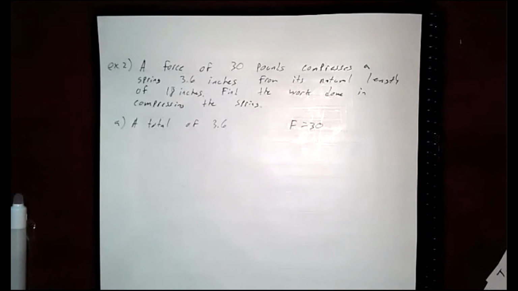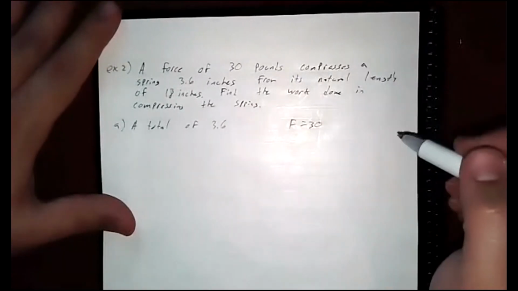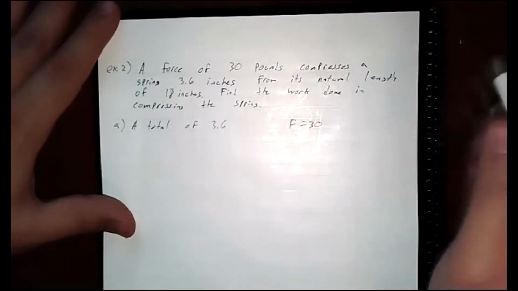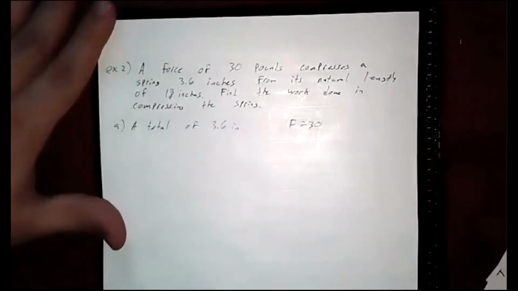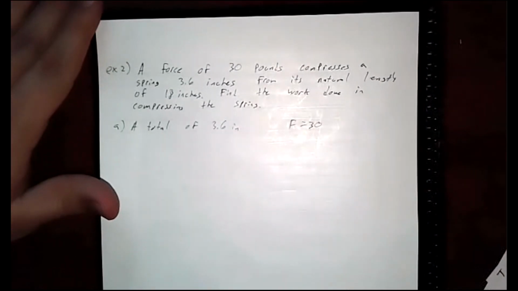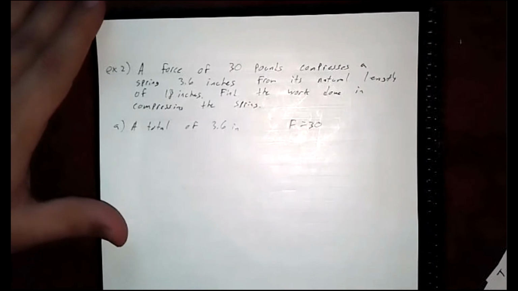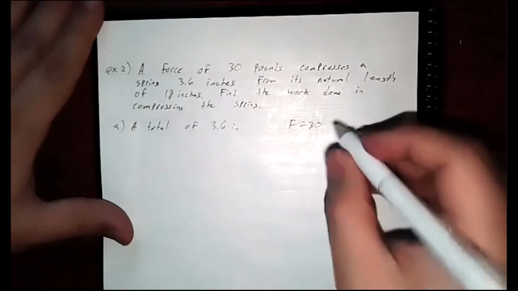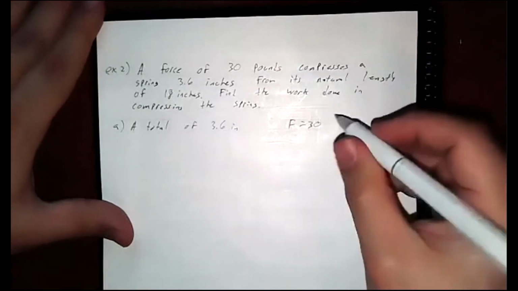Even 6 feet. So currently we have, let's make sure here we got everything correctly. So they said inches, right? 30 is pounds. So we would say that would be technically foot pounds, right?